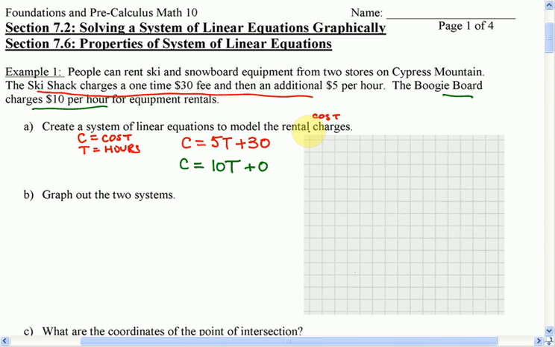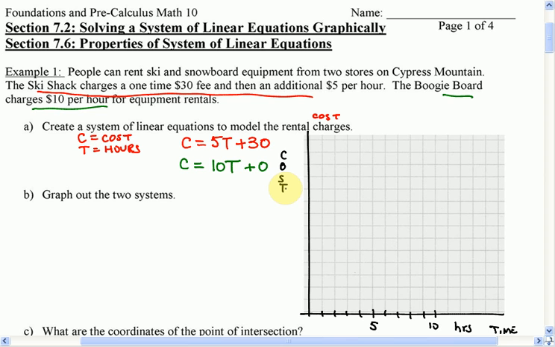I'm going to graph this out, and because I know hours and costs are only going to be positive, I'm going to just use the positive region of the quadrants. So let's call this time, and maybe I'll do 1, 2, 3, 4, 5, 6, 7, 8, 9, 10, and of course this is in hours. And then on my vertical axis, that's my cost, and because we're going up by $5 increments, maybe 5, 10, 15, 20, 25, 30, 35, 40, 45, 50, 55, 60, and then maybe 70. I hope that's enough. All right, so let's graph out the 2 systems.